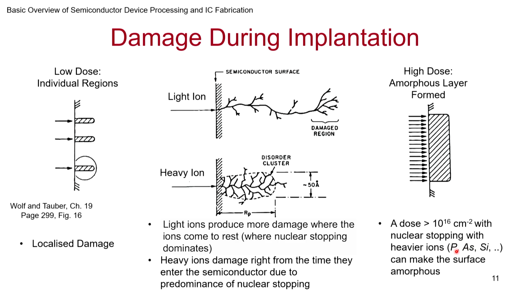Now, you can always have later annealing, solid phase epitaxy, to grow the crystal back by annealing. That is of course possible, but just after the implant, it will become amorphous, and especially so for heavier ions. Okay, ions of phosphorus, arsenic, and silicon.